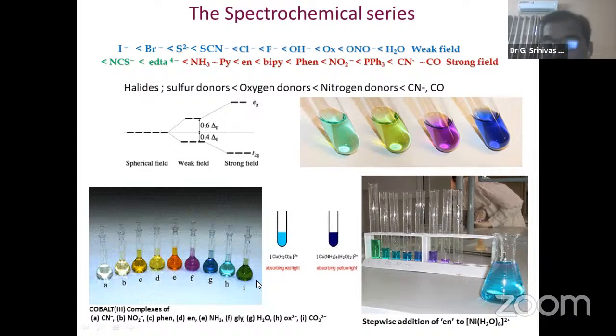Stepwise addition of ethylene diamine to nickel hexaaqua 2+ will take place, and ethylene diamine has a light yellow color, and with stepwise addition it will become green here. So like that, the field strength also alters the crystal field splitting.